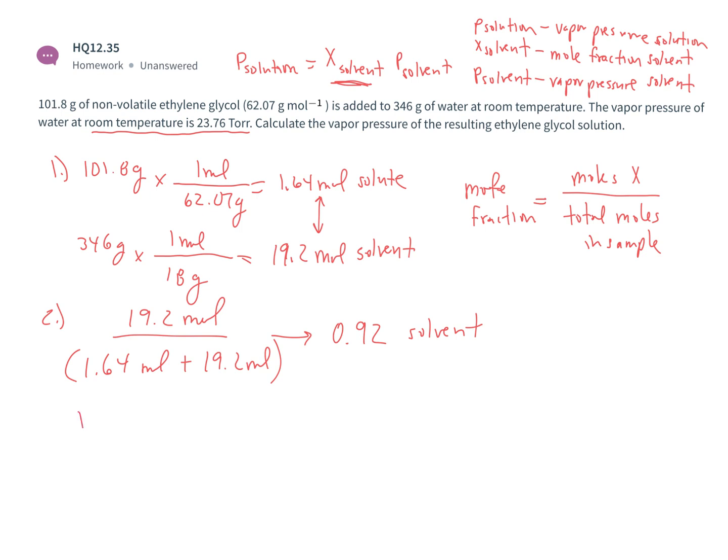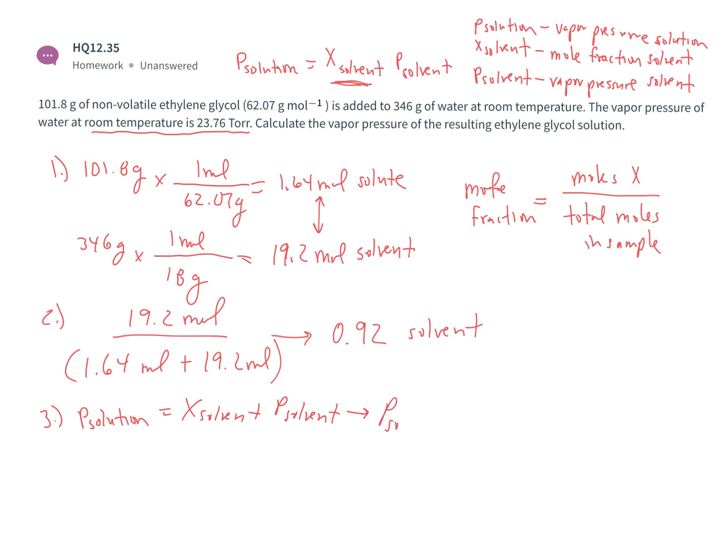Now I can use Raoult's law, right? P of the solution, that's my unknown. I want to find the vapor pressure of the solution. That equals the mole fraction of my solvent times the vapor pressure of my solvent.